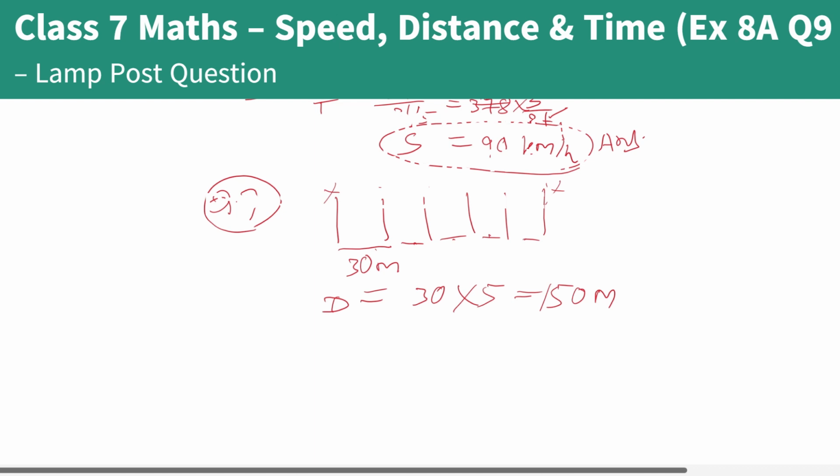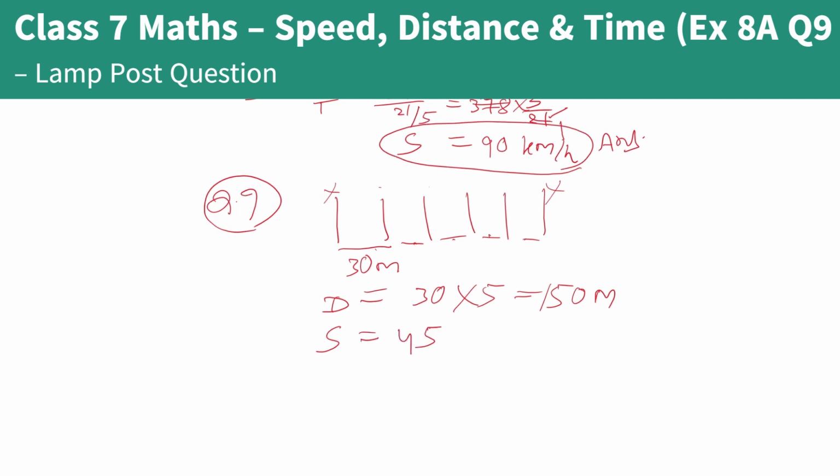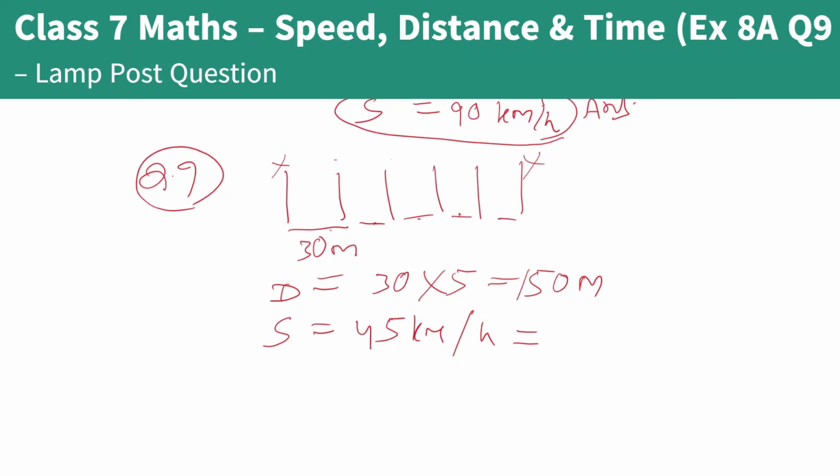Then what is given? Speed is 45 km per hour. The speed equals 45 kilometers per hour, which is given. So convert this, 45 into meters per second, that is 5 by 18 meters per second.